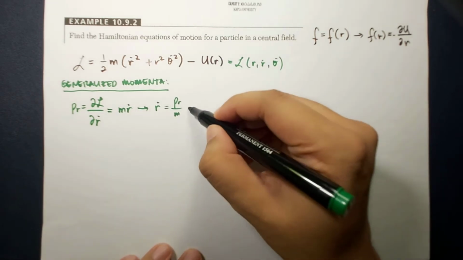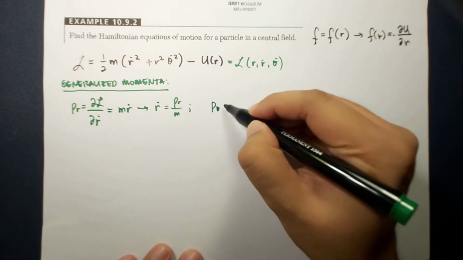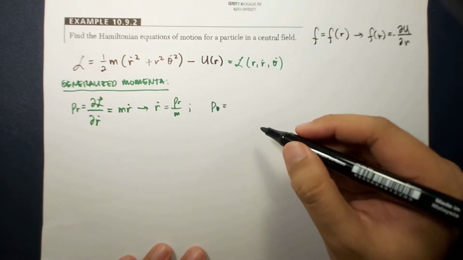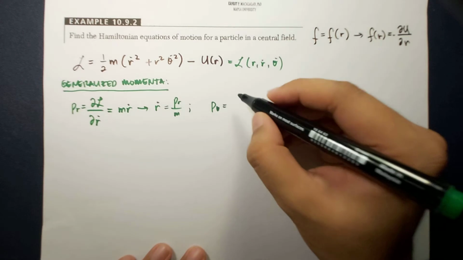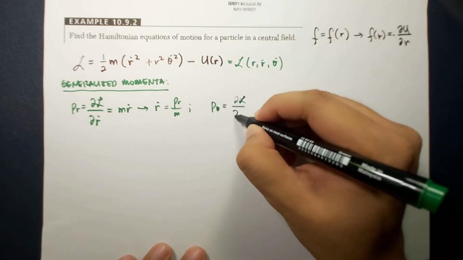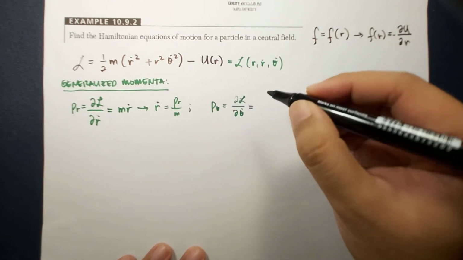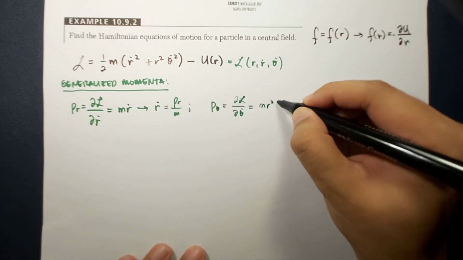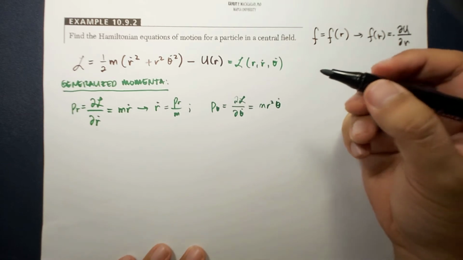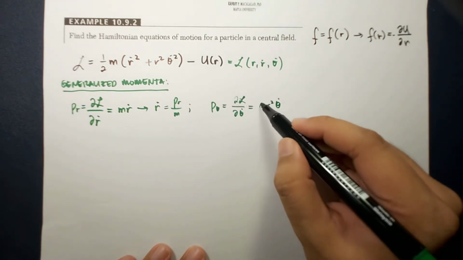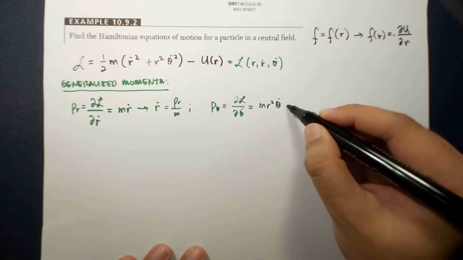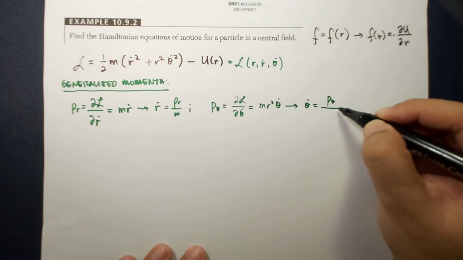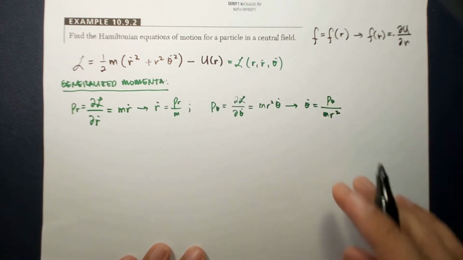On the other hand, we can also calculate the generalized momentum in the theta direction or theta coordinate. So this p theta is equal to the partial derivative of L with respect to theta dot, and this is equal to m r squared theta dot, and this is your angular momentum. So we can rewrite theta dot as p theta over m r squared.